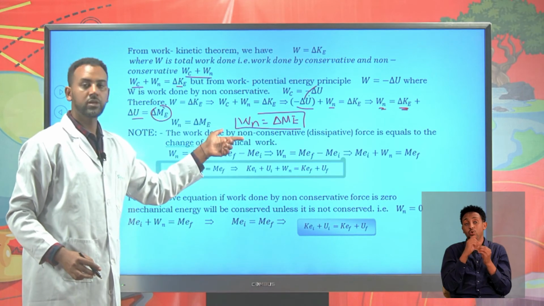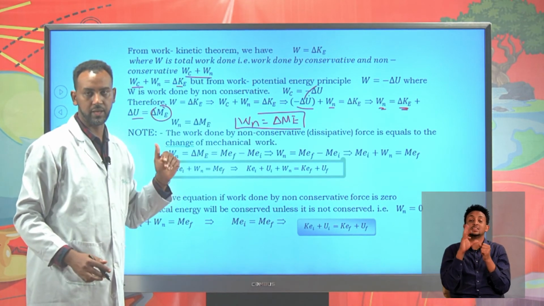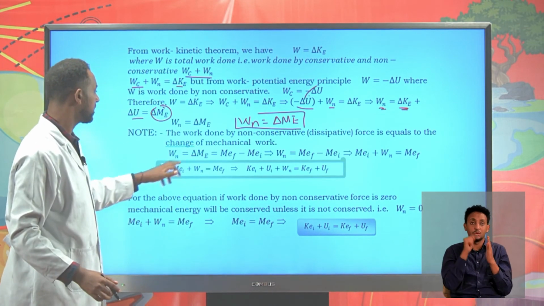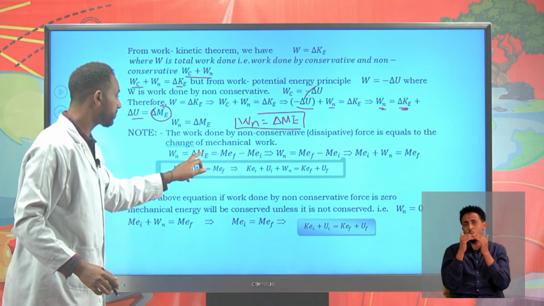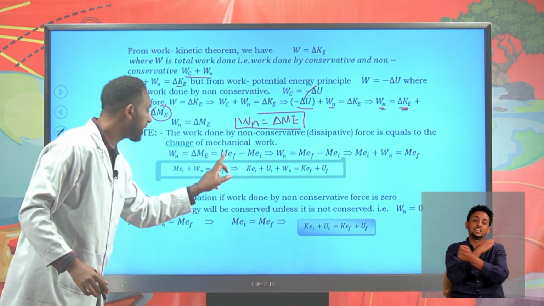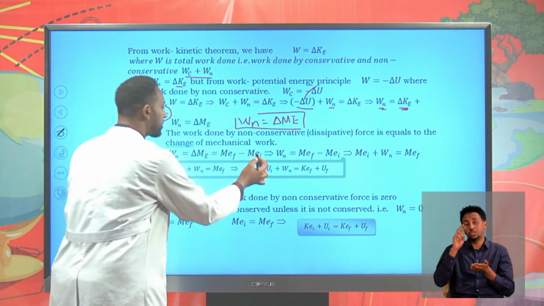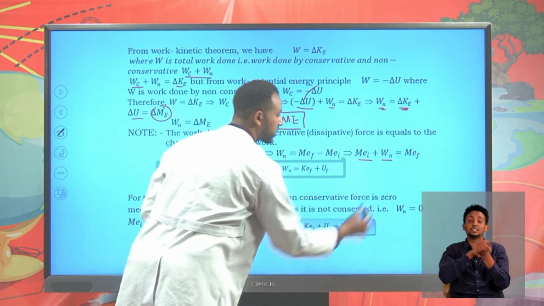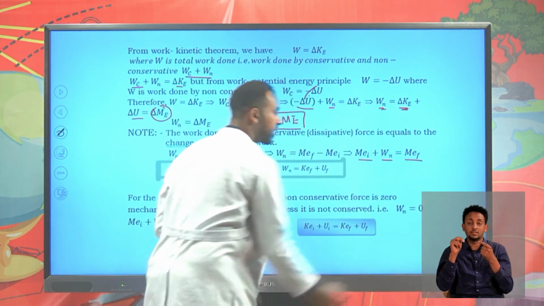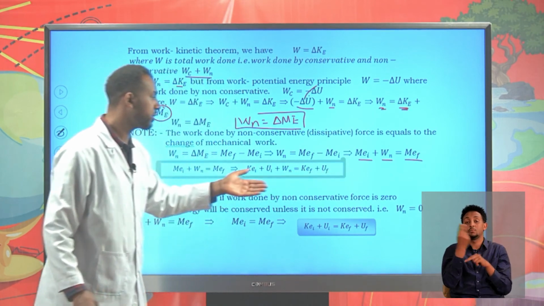Work done by non-conservative force means work done by dissipative force, work done by frictional force, and the like. So in this case, work done by non-conservative forces equals the change of mechanical energy: mechanical energy final minus mechanical energy initial. If you transfer this to the other side, you have mechanical energy initial plus work done by non-conservative forces equals mechanical energy final. Okay? This is a very important equation.